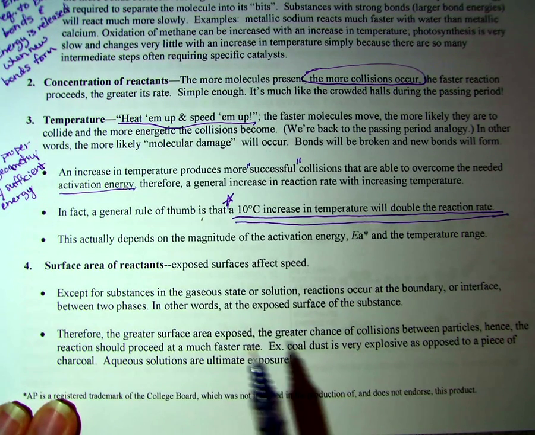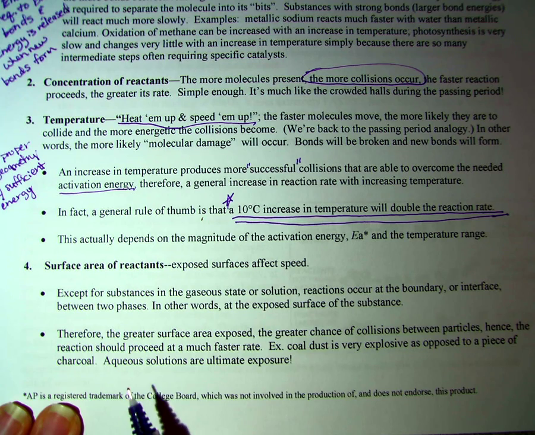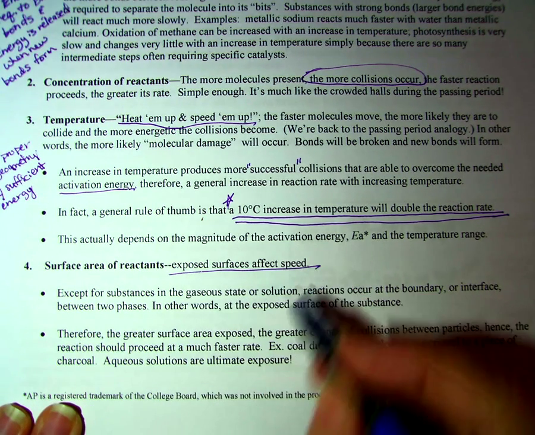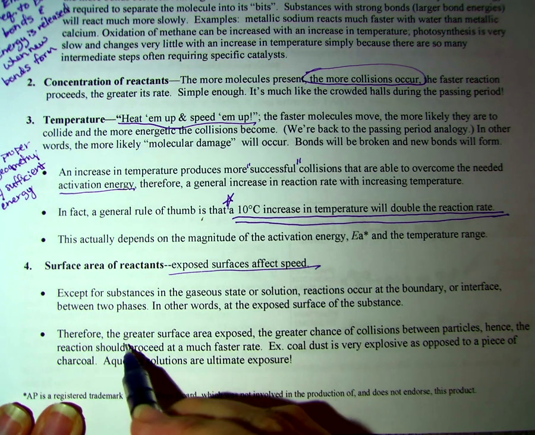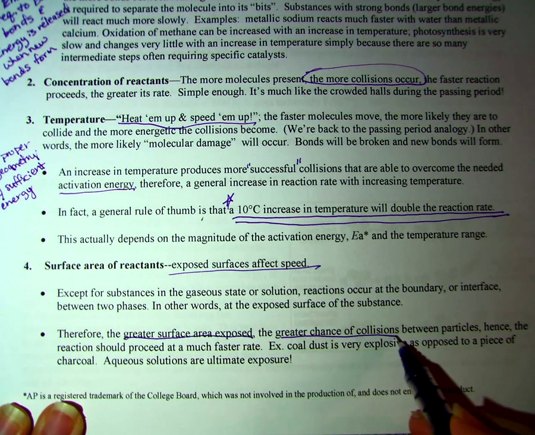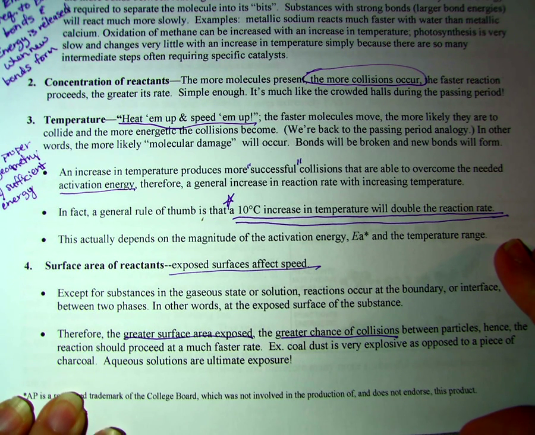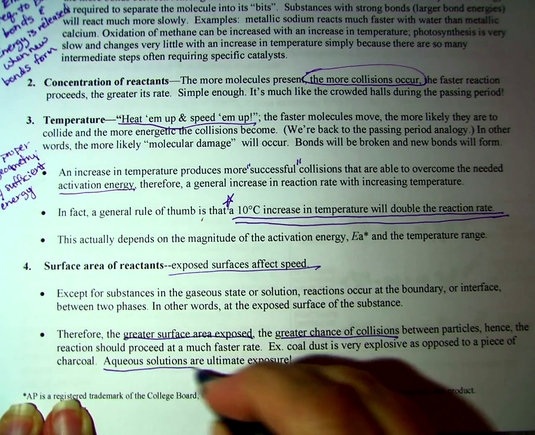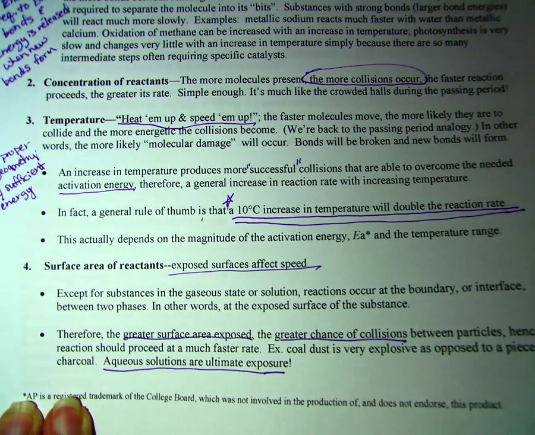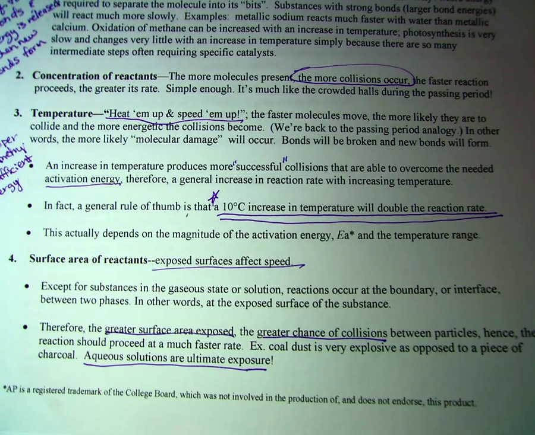Another thing that affects the rate of reaction is the surface area. You're talking about the exposed surface. So the more substances you have at the surface, the faster the reaction will occur also. So the greater surface area exposed, the greater the chance of collisions between the particles. So it goes at a much faster rate. So aqueous solutions are the ultimate exposure, though. If you get things dissolved, they definitely have a very large surface area.